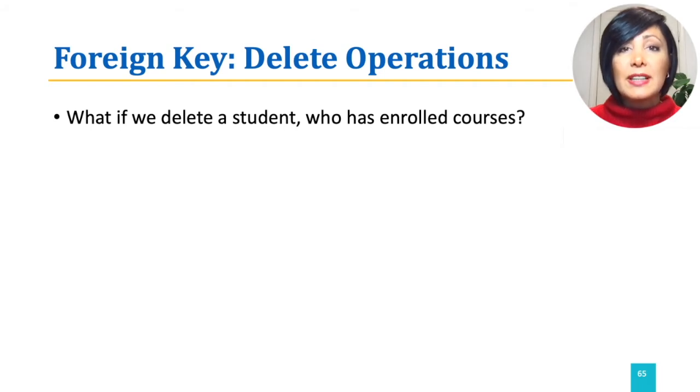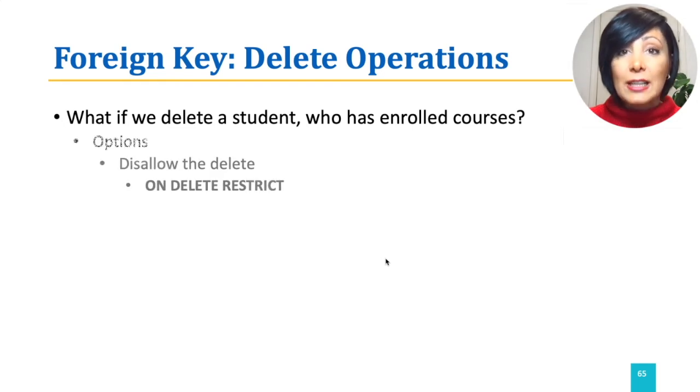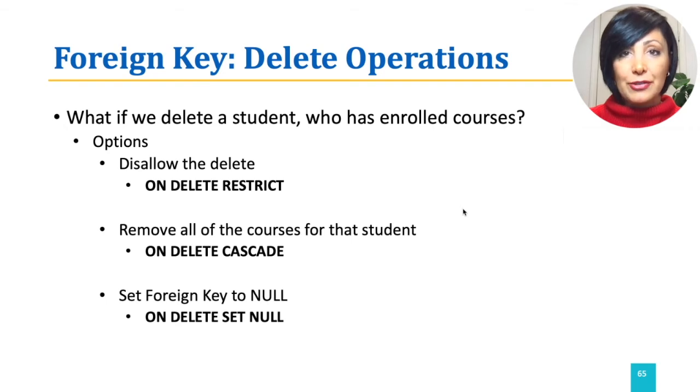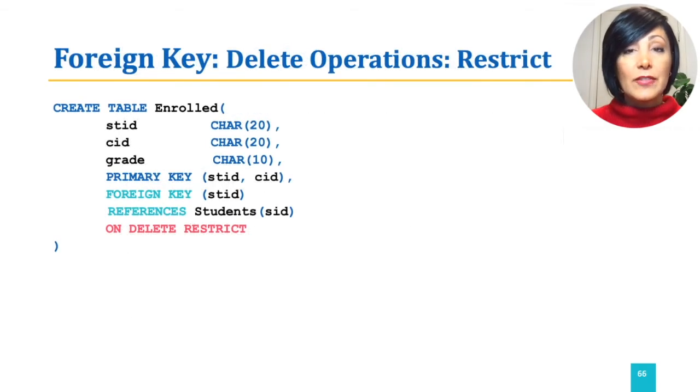However, when we delete from the referenced table, we may be breaking the reference. To maintain the consistency of the reference, we have three options. First, not allowing the delete. Second, removing the entries that are referencing it, and therefore the possibility of inconsistency. And third, set the foreign key to null and therefore break the reference. Not allowing the delete of a referenced tuple can be achieved using on delete restrict.